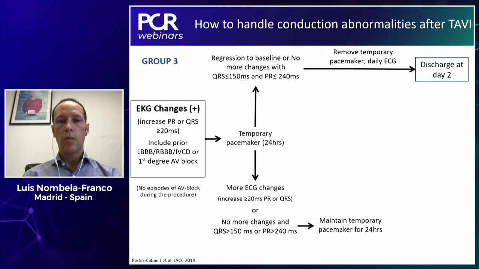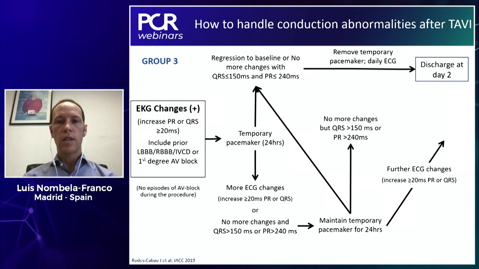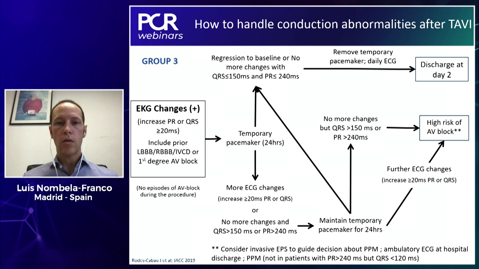You should maintain the temporary pacemaker another 24 hours. And if they continue with changes in the ECG, these are patients with a very high risk of AV block, and you should consider an electrophysiology study or an implantation of a subcutaneous or transcutaneous Holter. So in some cases, you can implant a pacemaker directly.